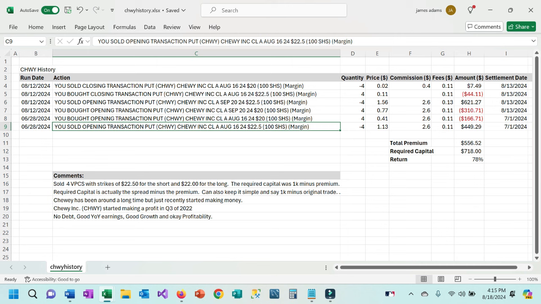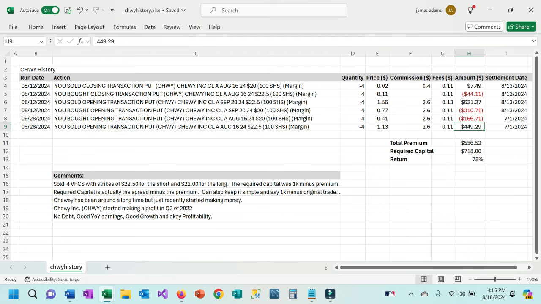So for a small account, you don't necessarily have to do four contracts like I did. You could do one contract or two contracts. I did four because that's the size that fits nicely in my account. And this is a bigger account. This is in my IRA. So the first trade I made 282, and that's how I came up with this 718. So the required capital is $1,000 minus the 282, and so the initial required capital is 718.